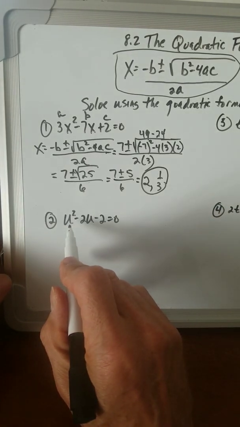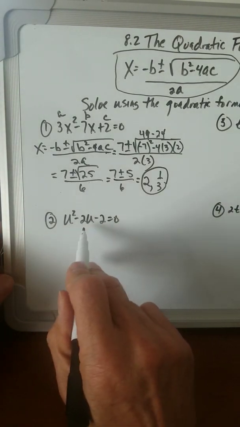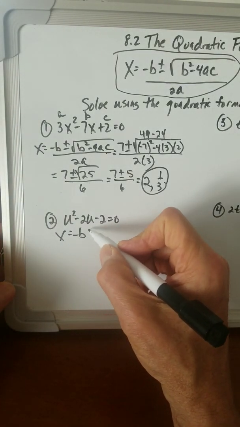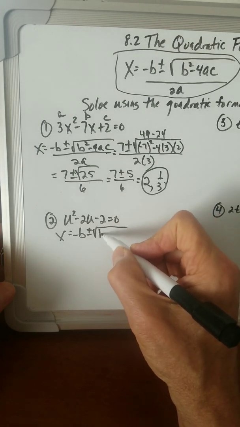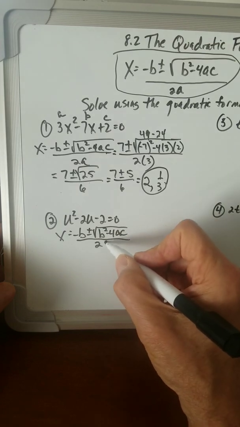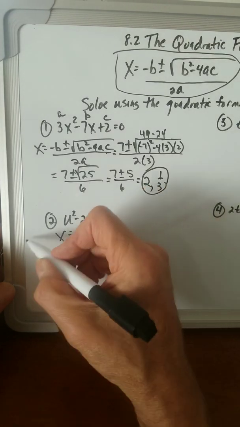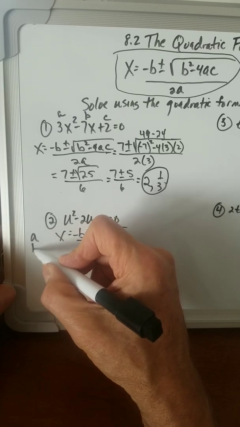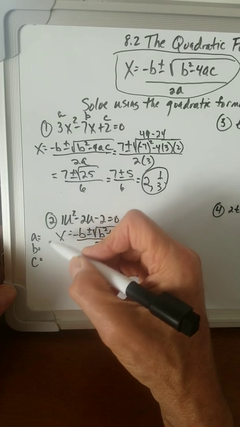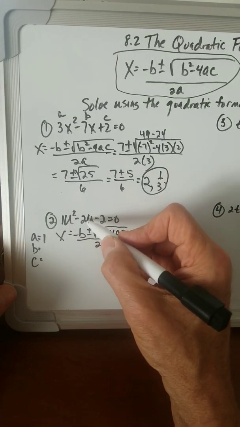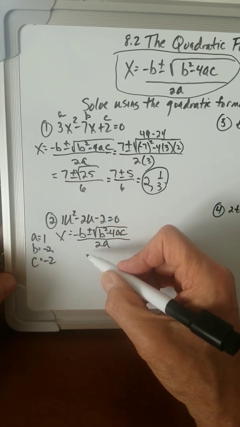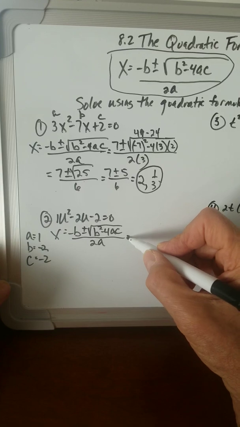Okay, next problem. Even if there's a u in the problem, who cares? Act like it's an x. Equal to 0, copy the formula. A, and right on the side of your paper, A, B, C. I like that better. A, if there's nothing right here, it's a 1. That's negative 2. And that's negative 2. Okay, fill it in. Equals.